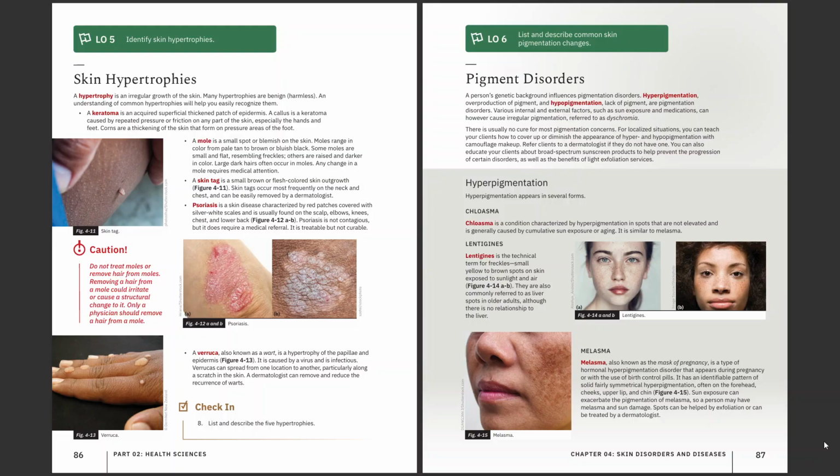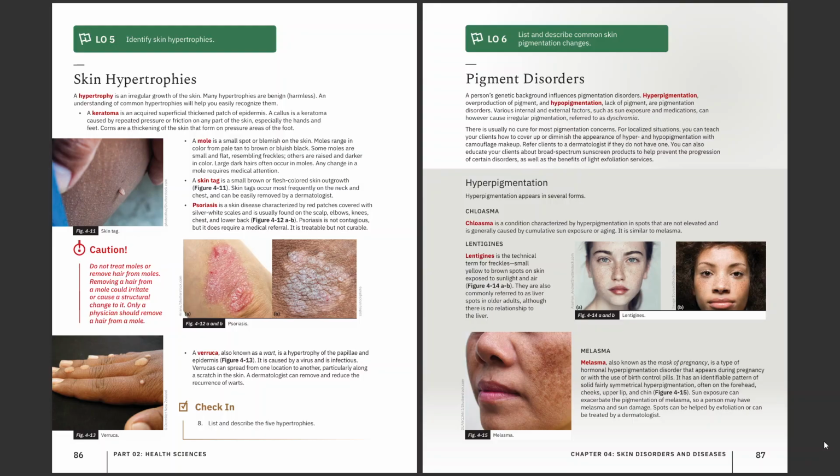A verruca, also known as a wart, is a hypertrophy of the papillae and epidermis. Figure 4-13. It is caused by a virus and is infectious. Verrucas can spread from one location to another, particularly along a scratch in the skin. A dermatologist can remove and reduce the reoccurrence of warts.